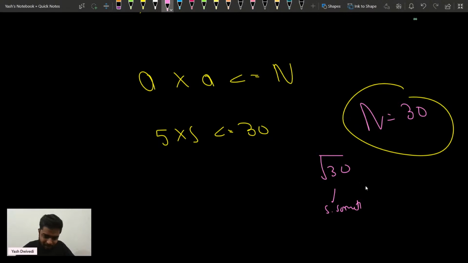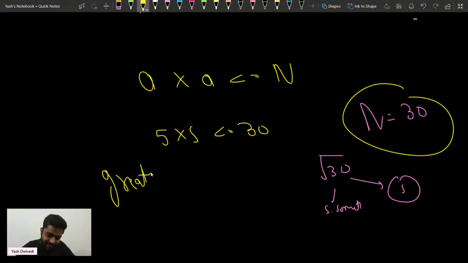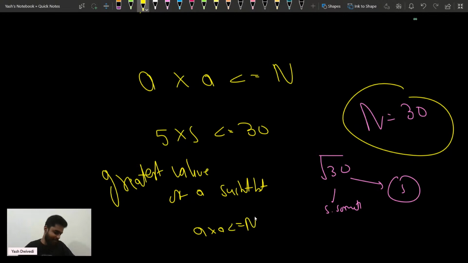5 point something is nothing but 5 only, na. So you need to find the greatest value of a, such that a into a is lesser equal to n.